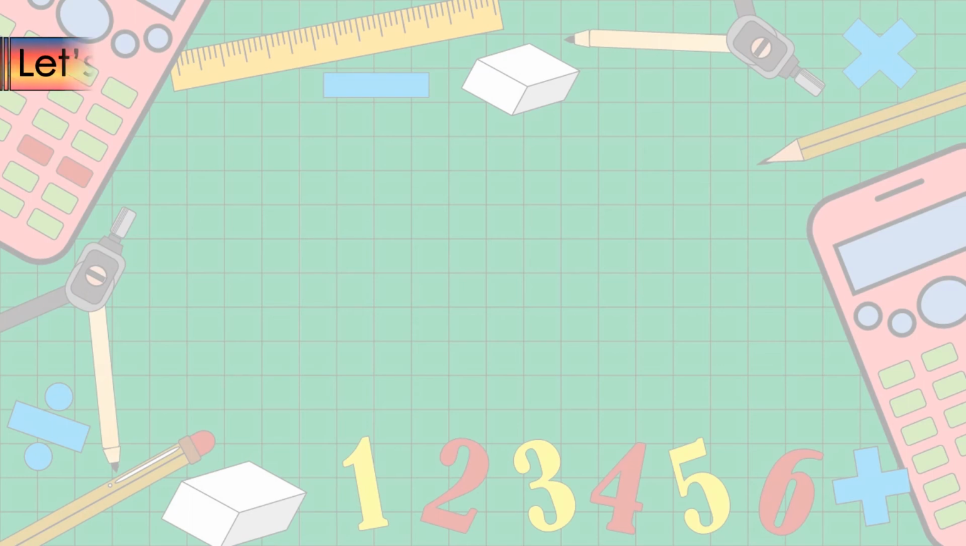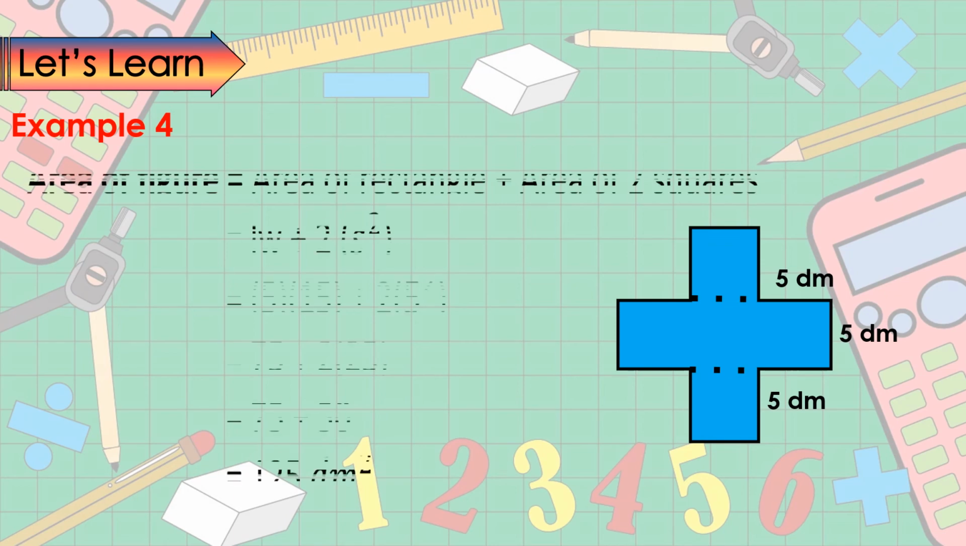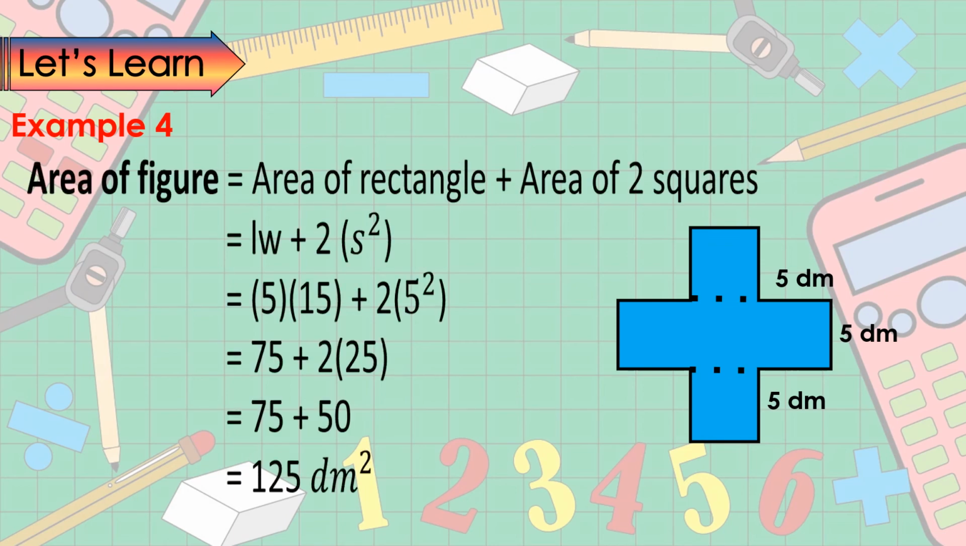For the last example, example number 4, I have here this composite figure, and these are the units or the measurement. So for this one, we can say that we have 1 rectangle and 2 squares. So we are going to get the area of a rectangle plus the area of 2 squares. So writing down the formula, for the area of a rectangle we have length times width. And for the area of squares, we have s squared or s raised to 2. And then we have 2 here, which represents the number of squares we have.